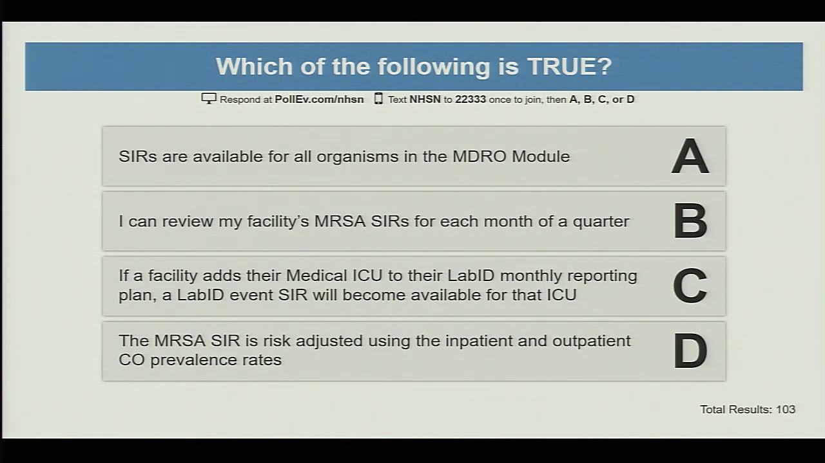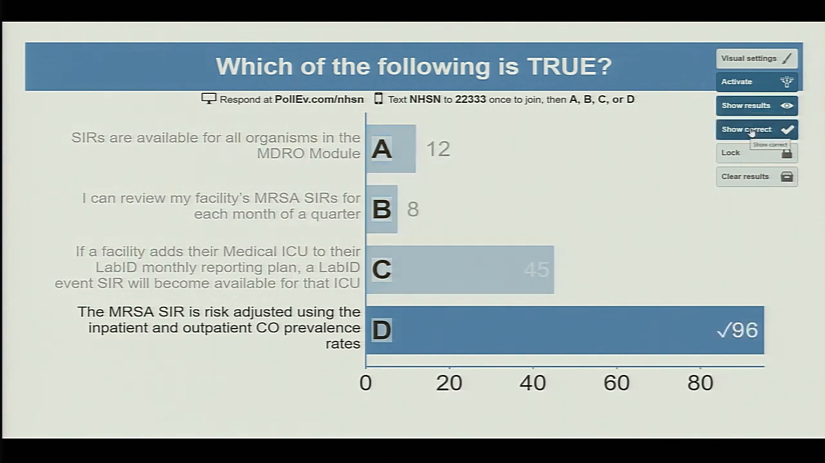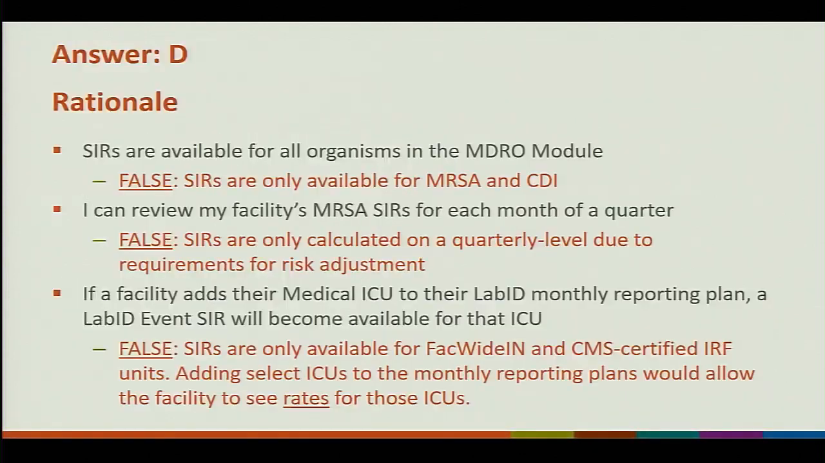Okay, I'll give you just a few more seconds. All right, great. So it looks like most of you are selecting D, which is the correct answer. Okay, so I won't read through all of the rationales on this slide, but I will point out option C was incorrect. That's because SIRs are only available for FACWIDE-in or CMS certified rehab units. Even if they add a medical ICU to their reporting plan, they will not be able to get an SIR, but they would be able to see a rate for that ICU.